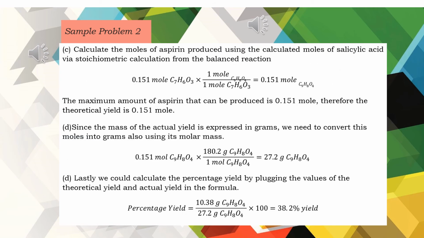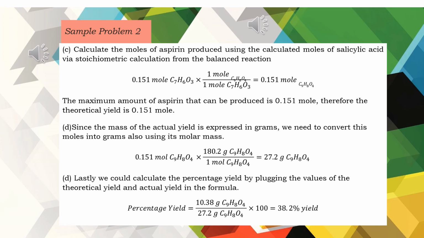The next step is to calculate the moles of aspirin produced using the calculated moles of salicylic acid via stoichiometric calculation from the balanced reaction. 0.151 mole of salicylic acid multiplied by its mole ratio with aspirin, which is 1:1, will give you 0.151 mole of aspirin. The maximum amount of aspirin that can be produced is 0.151 mole. Therefore, the theoretical yield is 0.151 mole.